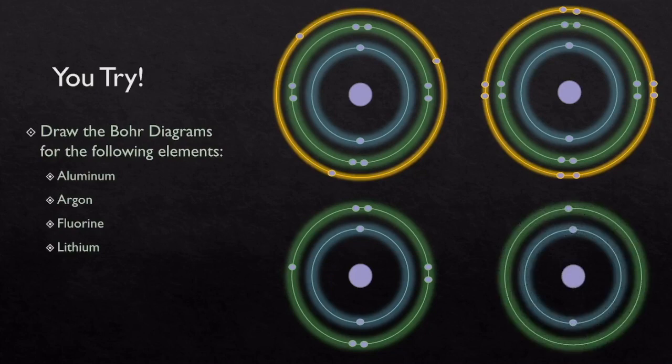And lithium is a really tiny atom. It's only got 3 protons in its nucleus, so it will have 3 electrons. And we're going to fill up that first energy level, and then in that second energy level, we'll just have a single electron. So hopefully you did well and you were able to diagram these Bohr models.